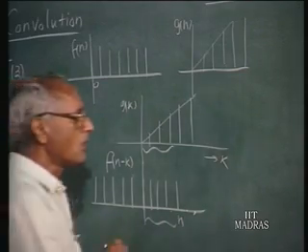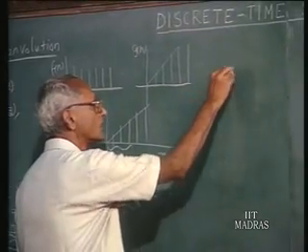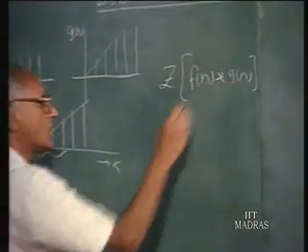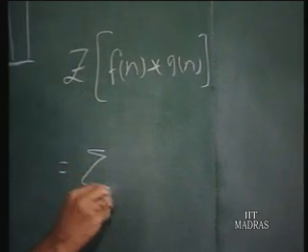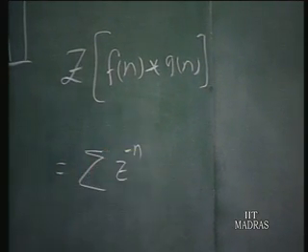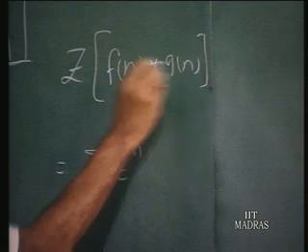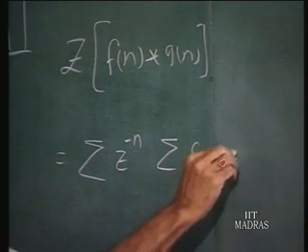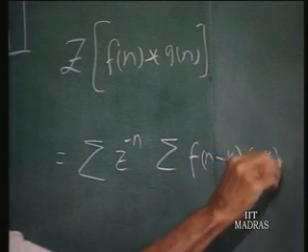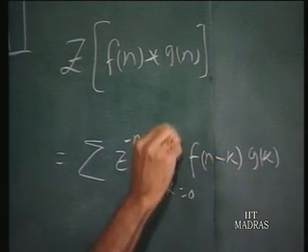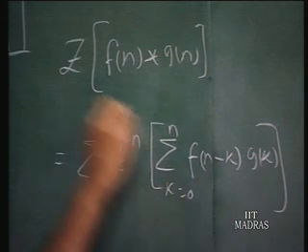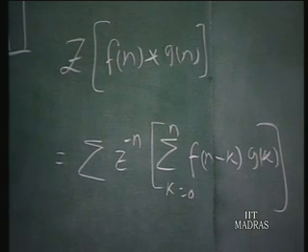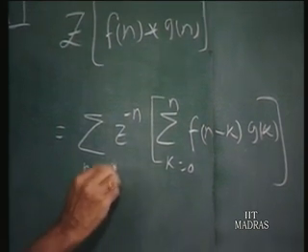Now the Z transform of Fn convolved with Gn is therefore equal to, by the very definition of Z transform, Z power minus n times the convolution of this. What is the convolution of that? F of n minus k gk, k from 0 to n. So this is the convolution summation of Fn star Gn, multiplied by Z power minus n, n from 0 to infinity.